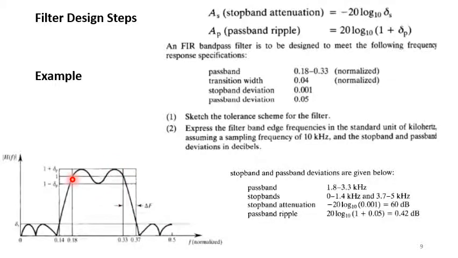Then the next step is to express the filter band edge frequencies in the standard units of kilohertz. From normalized into standard units you can go easily, because you get the normalized value by dividing the frequency by the sampling frequency. So if you have a sampling frequency of 10 kilohertz, we do the opposite: we multiply by the sampling frequency to get hertz or kilohertz. If I multiply 0.18 by 10, I get 1.8, so we have a pass band from 1.8 up to 3.3 kilohertz.